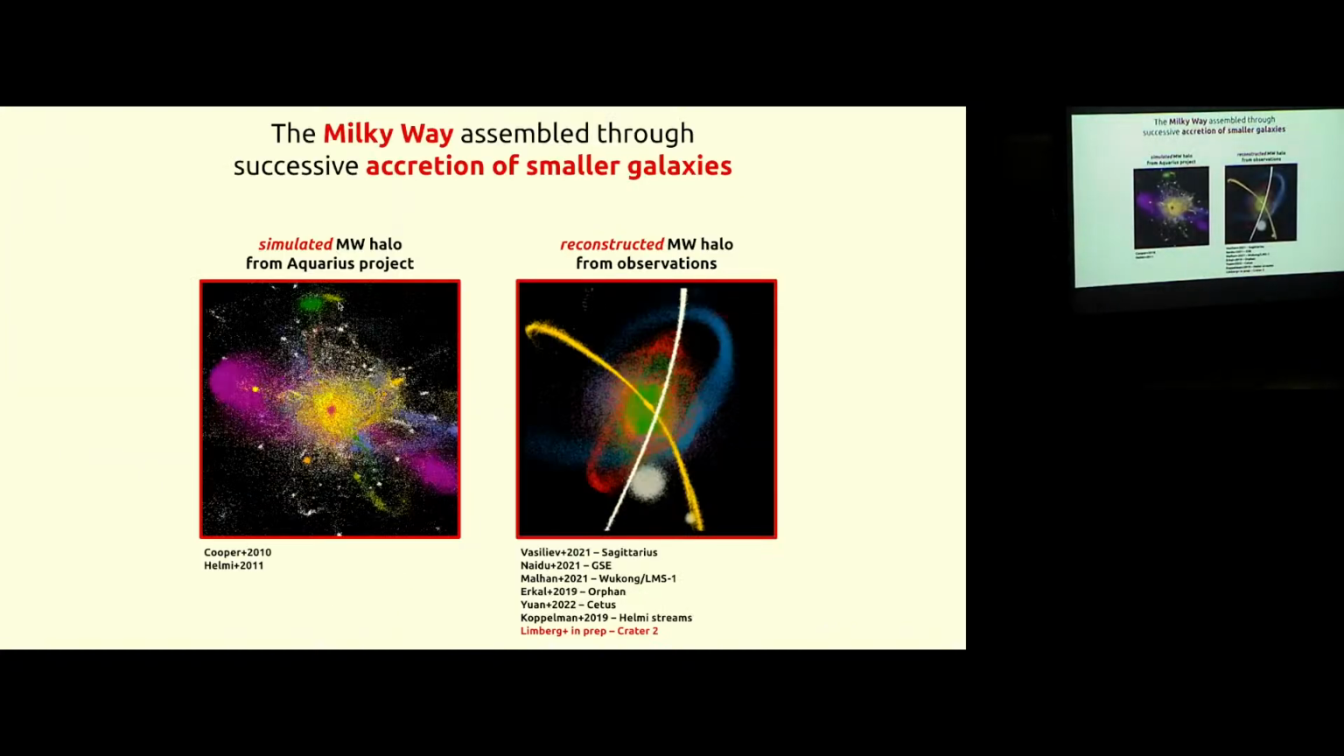Basically, to summarize, right here I'm showing on the left a simulation from the Aquarius project. This is a cosmological simulation. This is showing the halo of a Milky Way mass galaxy, or a Milky Way analog in the simulation. And this is showing the halo of this Milky Way analog color-coded. So every particle in the simulation is colored by the different progenitor systems of these particles. So every single color right here is a different dwarf galaxy that has been accreted in the simulation.